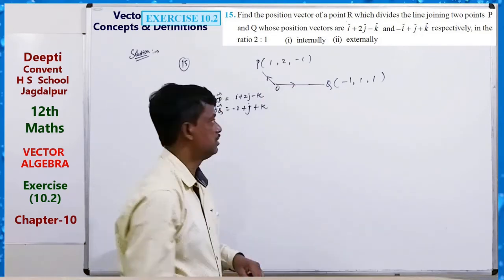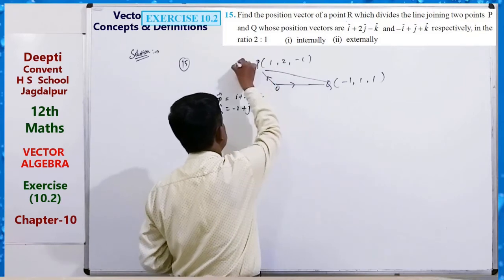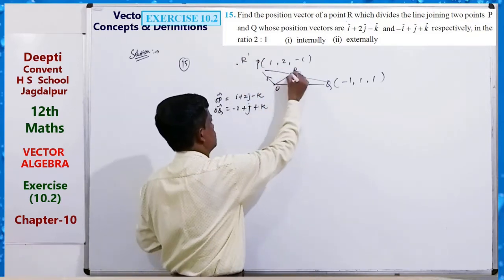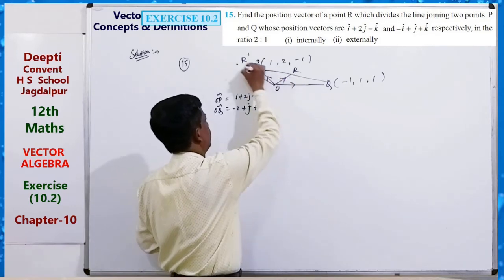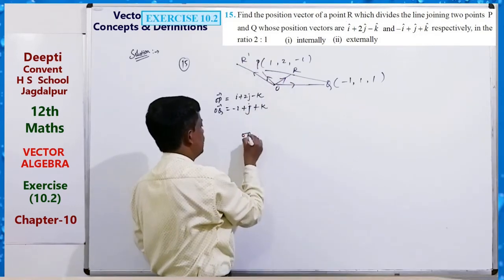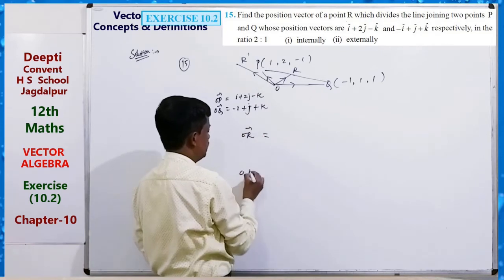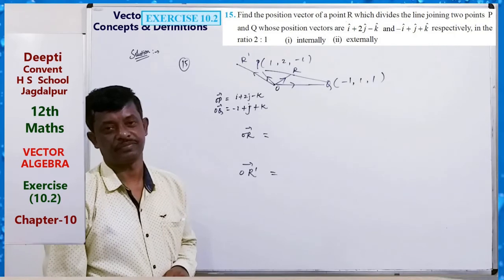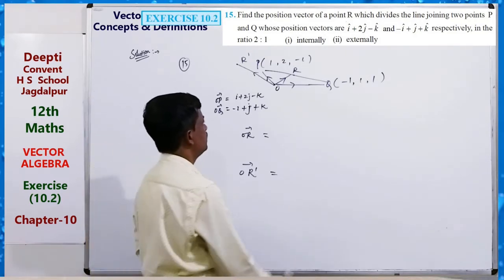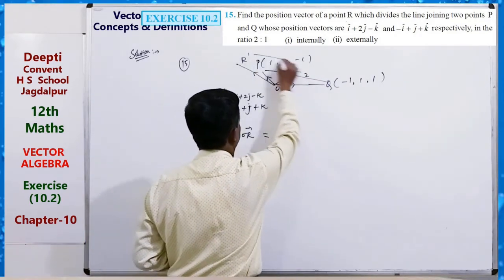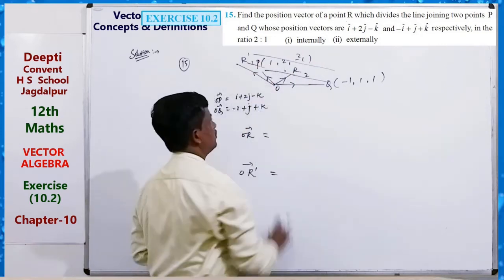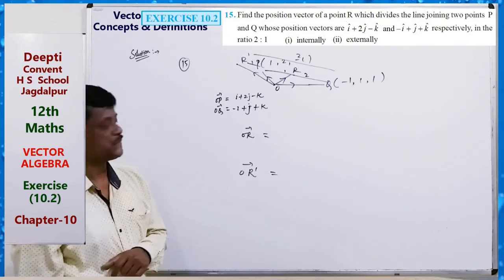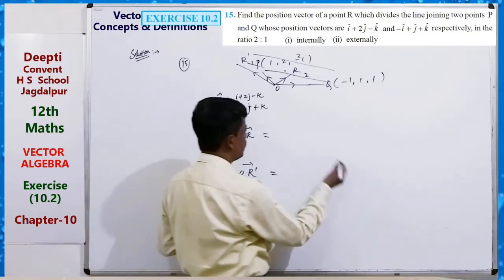Here is a point R and here is a point R dash. We have to find OR and OR dash, internally and externally. If internally, the ratio is 2 to 1, and if externally, 2 to 1. Then we have to find the value. Clear? So, a very simple formula we know.